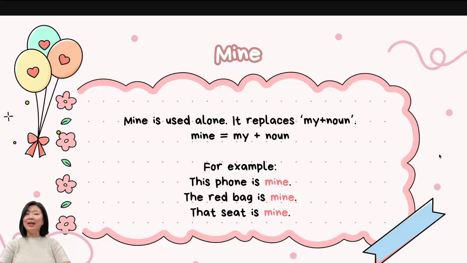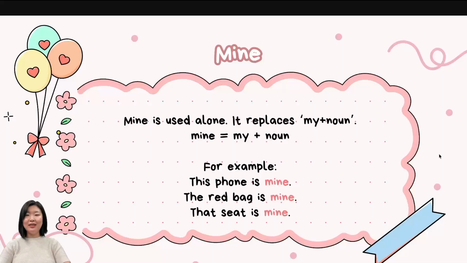Mine. So what is mine? Mine is used alone. It replaces my plus noun. So within mine, my and noun are all included in one vocabulary, mine. So mine equals my plus noun.